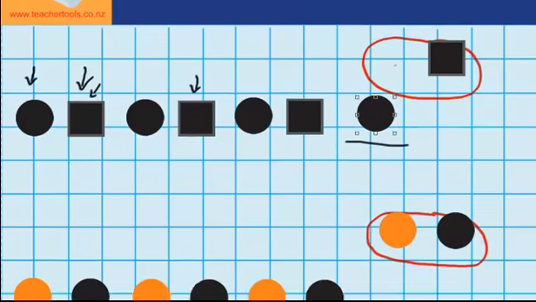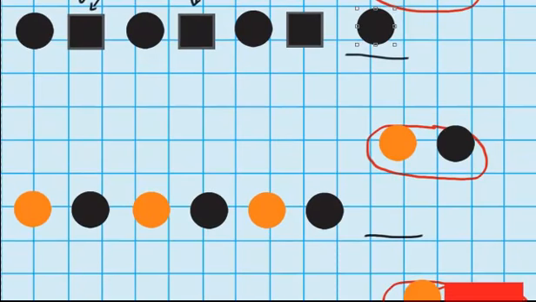Let's try another question. You can see I've got another pattern here, and again it's made up with 2 different objects. I've got the orange circle and the blue circle, and these objects are repeated throughout my pattern. So I look here at my blue circle and I'm trying to work out what comes next.